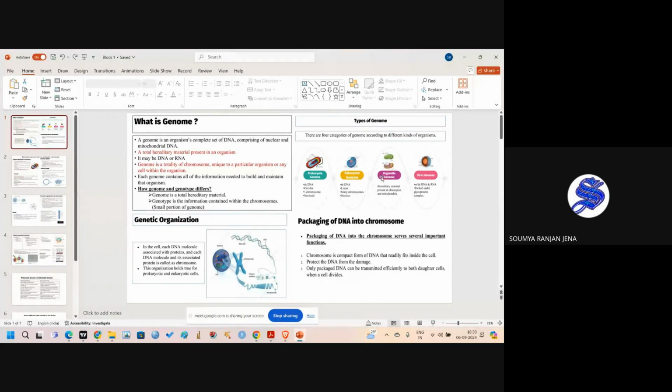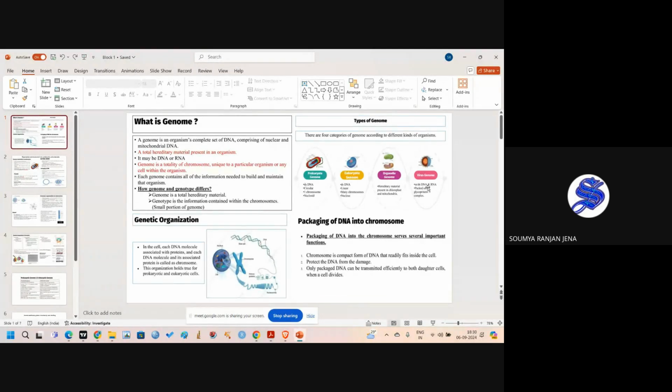The third category is the organelle genome. That is a peculiar characteristic of chloroplast and mitochondria: chloroplast in plants and mitochondria in animals. This is also hereditary material, and it is basically transferred from mothers to the child.